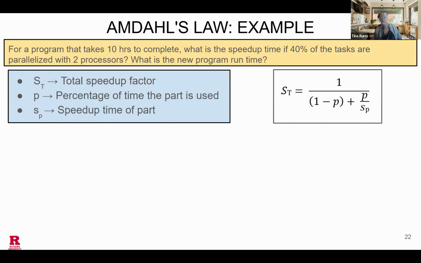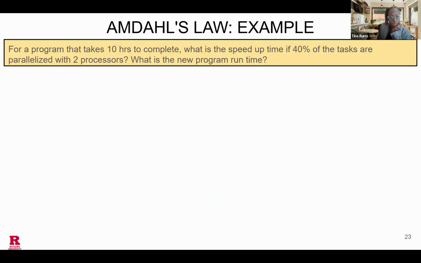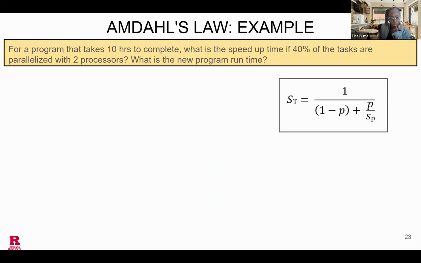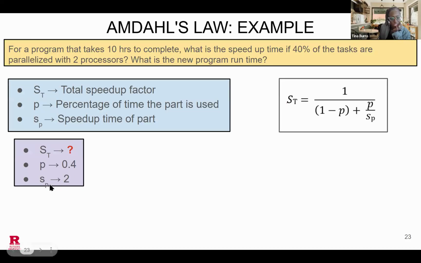So let's look at another one. What if we wanted to get the new program runtime? We're going to use a very similar equation. I know that I have 2 processors, which means my speedup factor for this particular component is 2. It says I'm using this 40% of the time, so that means that my P percentage is 0.4.